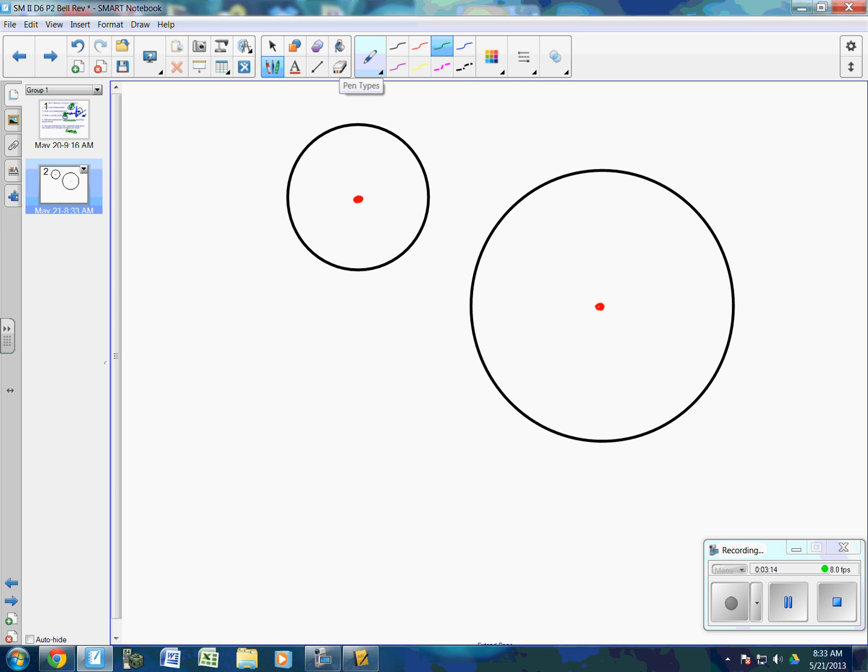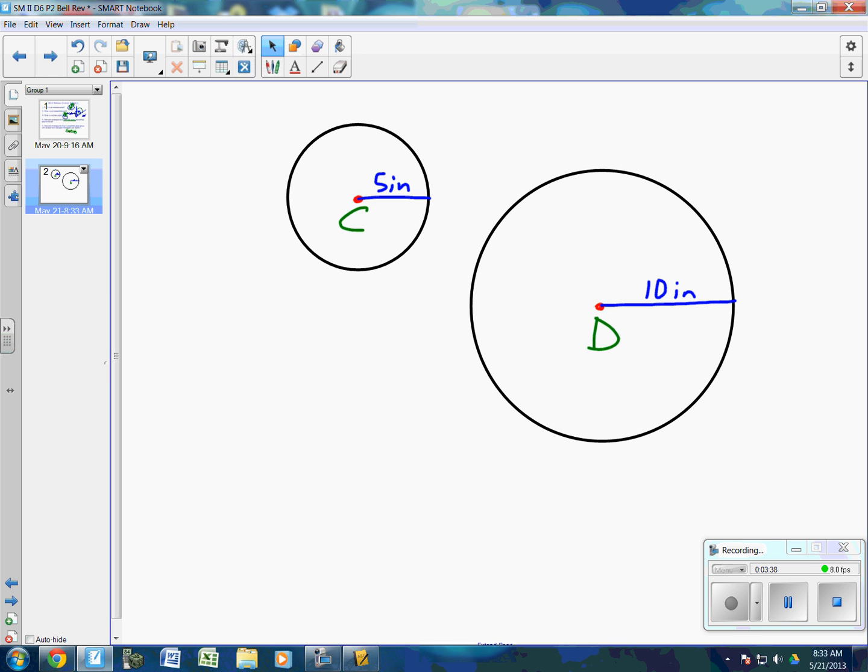Okay, you guys, this is circle C, and this is circle D. This circle has a radius of 10 inches. This circle has a radius of 5 inches. I want to know if circle C and circle D are similar. What's the answer to that question? Let me ask it in a different way. Are all circles similar? All circles are similar.